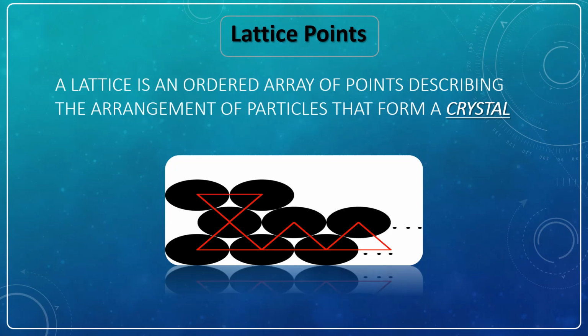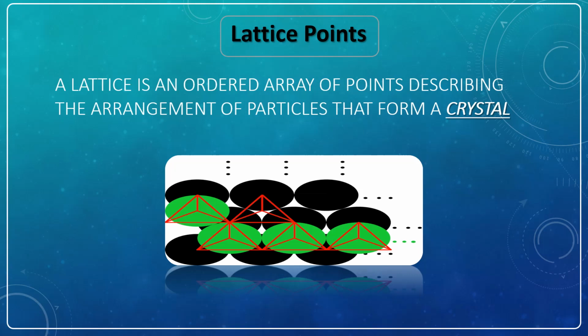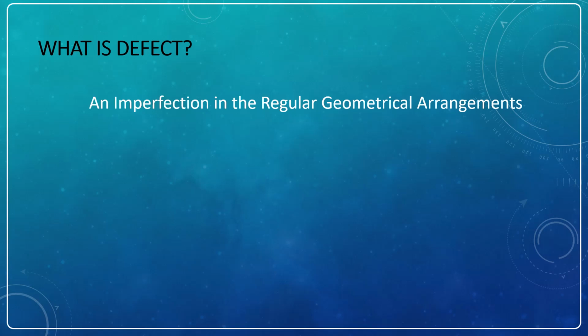Just imagine a block of bricks arranged in a systematic way to get a perfect shape for a building. Likewise, if the atoms are placed in such a way to get a perfect structure, then we call it a crystal. Any deviation from the systematic arrangement is called a defect. It means that there is an imperfection in their regular, that is geometrical, arrangement. Just as with one or two bricks missing from the block we can't get the perfect shape, likewise the deviation of atoms from their places paves the way to form defects.